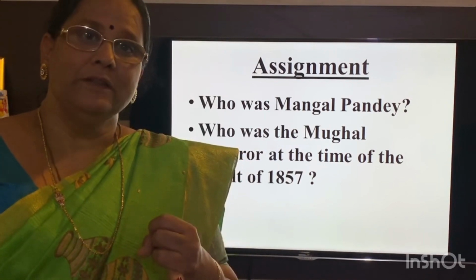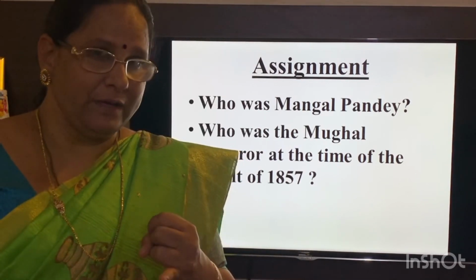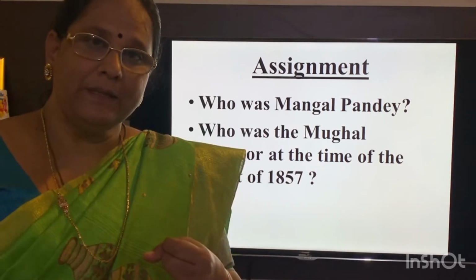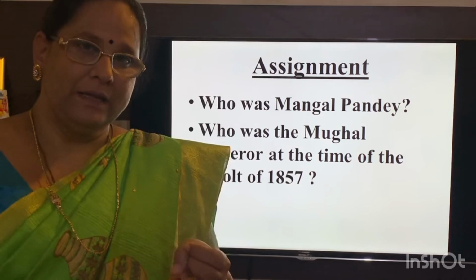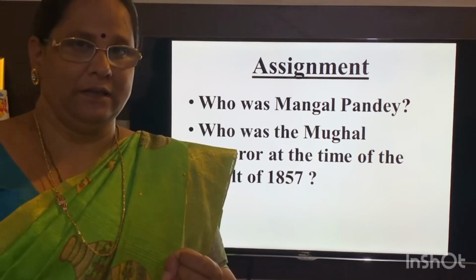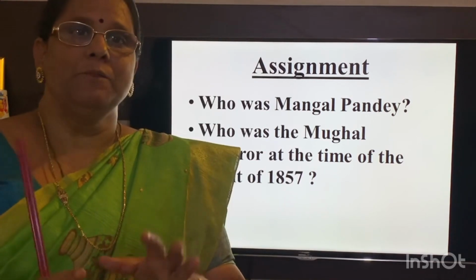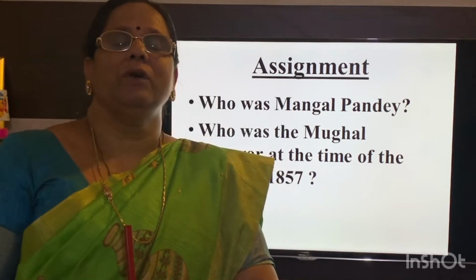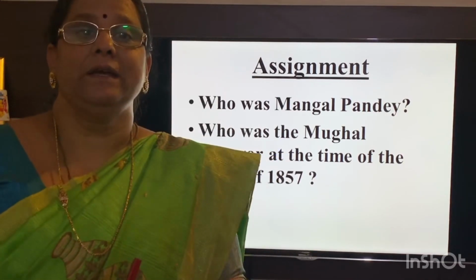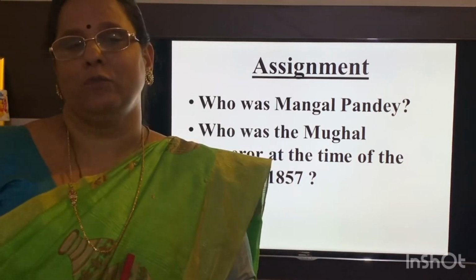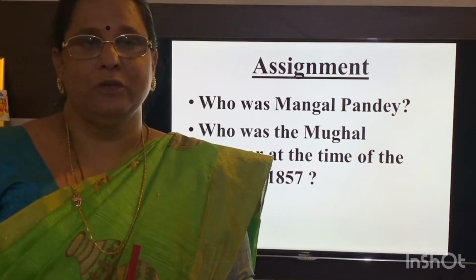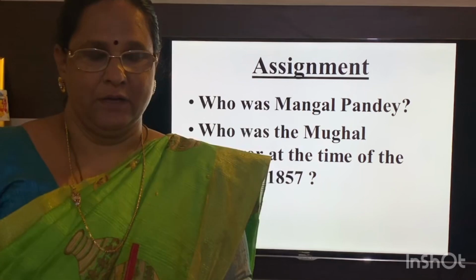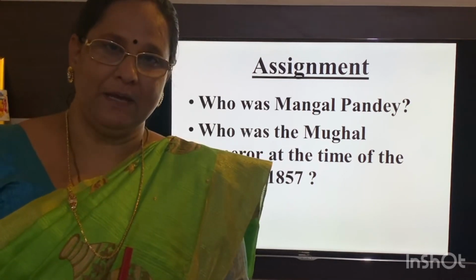For the reasons of the first war of Indian independence, you have to remember the 5 points. For scope and nature, remember these places: Meerut, Delhi, Lucknow, Kanpur, Jhansi. Is that clear, children? The most important thing in this topic is that you will be getting only objective type questions. So I have listed a few objective questions. Shall we start with the assignment now?